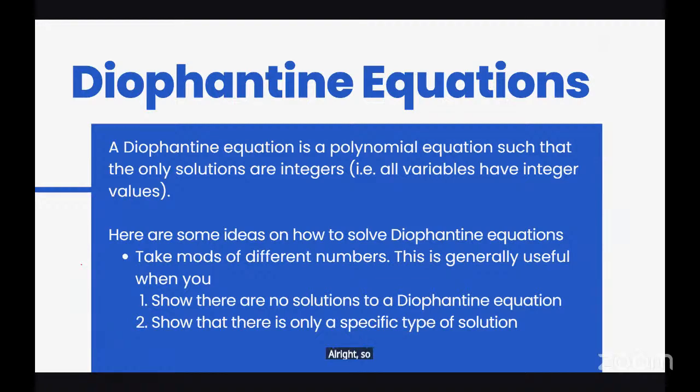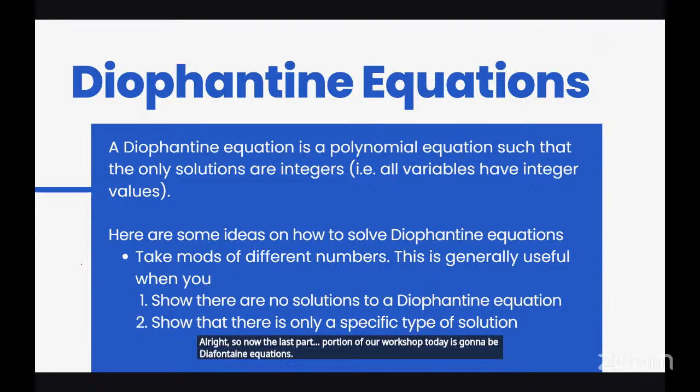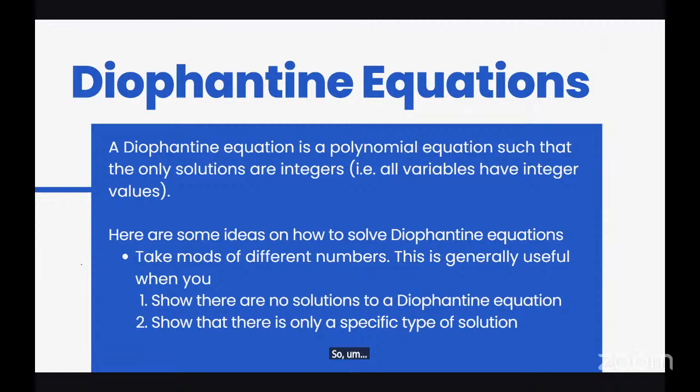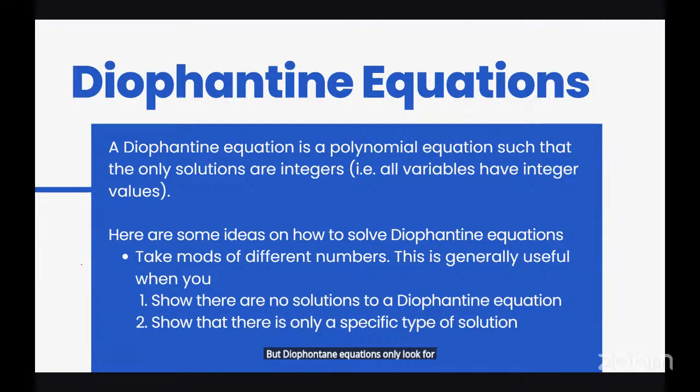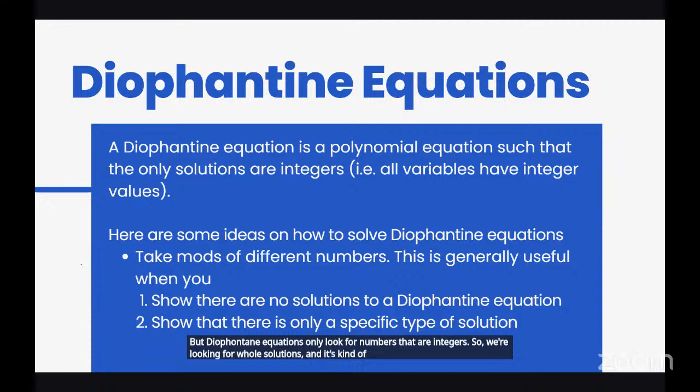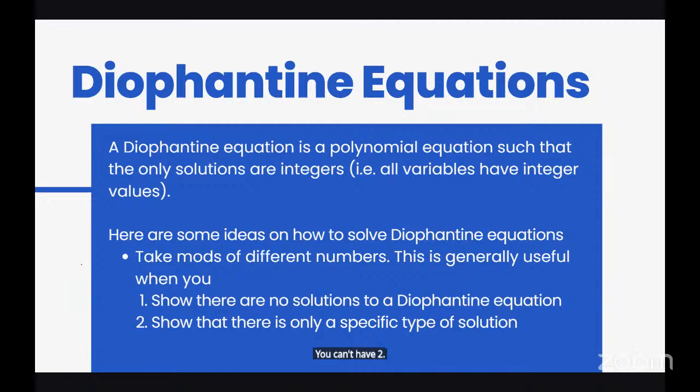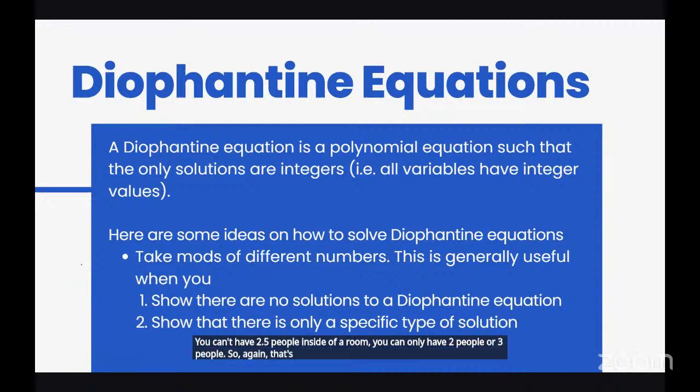All right, so the last portion of our workshop today is going to be Diophantine equations. Diophantine equations is probably something new to everyone. In standard algebra, we usually look for any numbers that fit, such as decimals, fractions, or even irrational numbers like pi. But Diophantine equations only look for numbers that are integers. So we're looking for whole solutions, kind of like counting people or coins. You can't have 2.5 people inside of a room. You can only have 2 people or 3 people. So again, that's what Diophantine equations are looking for.